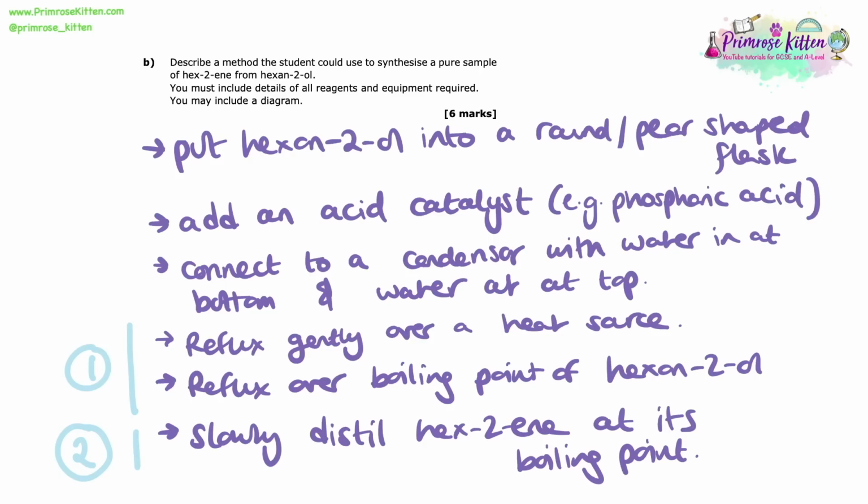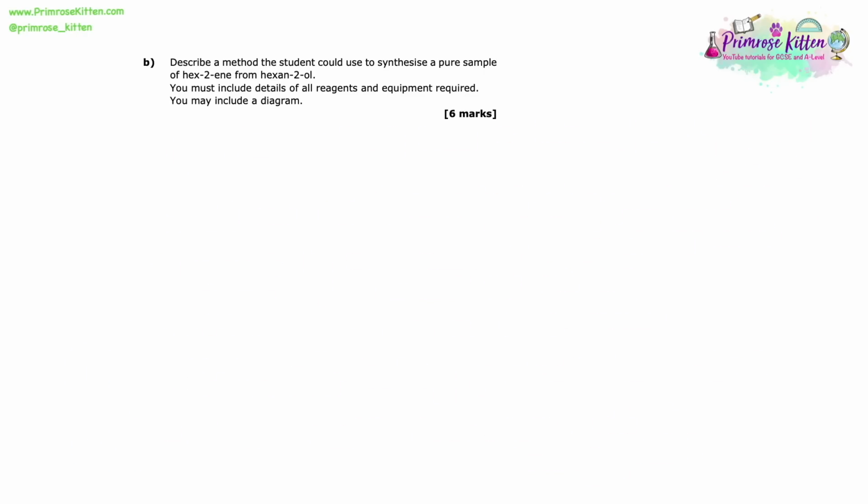So hopefully you can see here that when producing this hexene, we've got these two initial steps. The first one is going to be making it in the first place through this reflux, and then it's starting to separate it off from the rest of that hexan-2-ol to then just get the hexene. However, we've still got a bit of work to do to make sure that we have it pure.